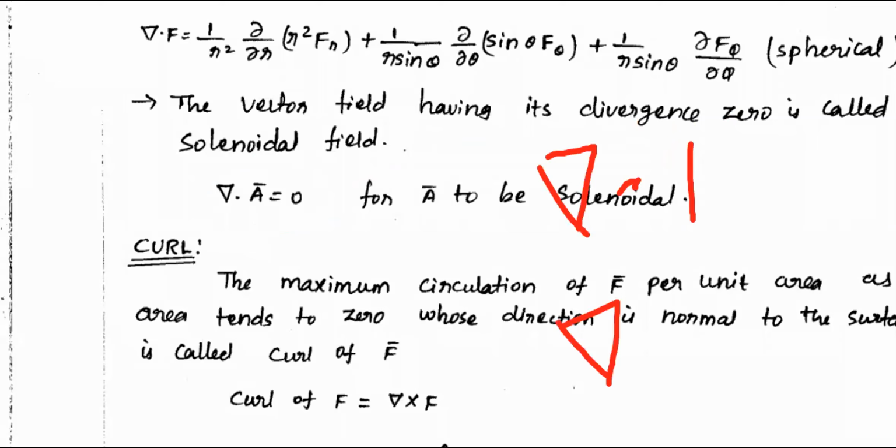I will put D here, and here I will put B, del dot B. Say this is what? Electric flux density. This is magnetic flux density.